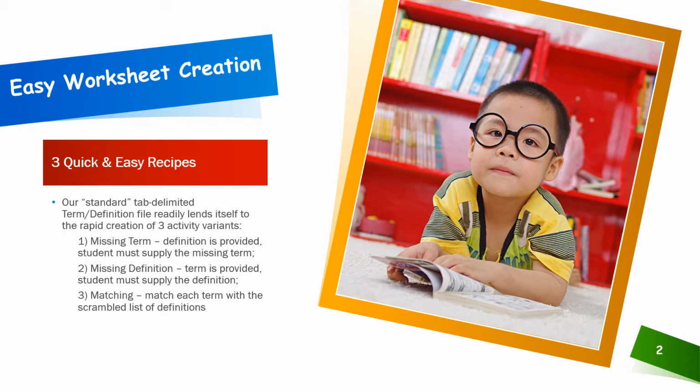1. Missing term. The definition is provided, and the student must supply the missing term. 2. Missing definition. The term is provided, and the student must supply the definition. 3. Matching. Match each term with the scrambled list of definitions.